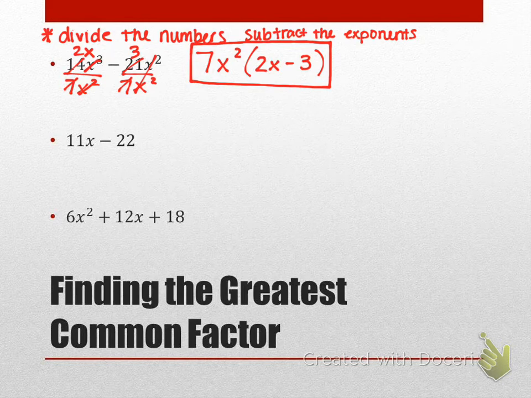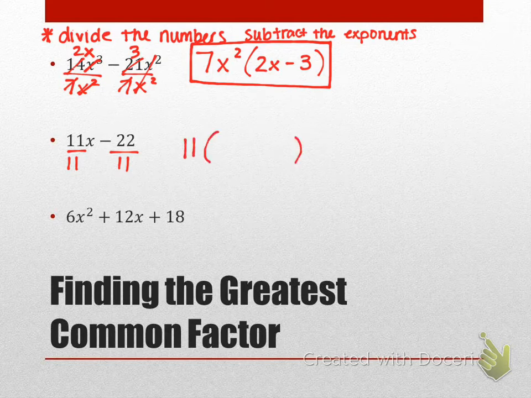Look at the next one. 11x minus 22. 11 and 22. What's the number that's the GCF? 11. Do they each have the same variable? No. The 11 has an x, but the 22 doesn't. So that means there is no variable GCF. It is just 11.